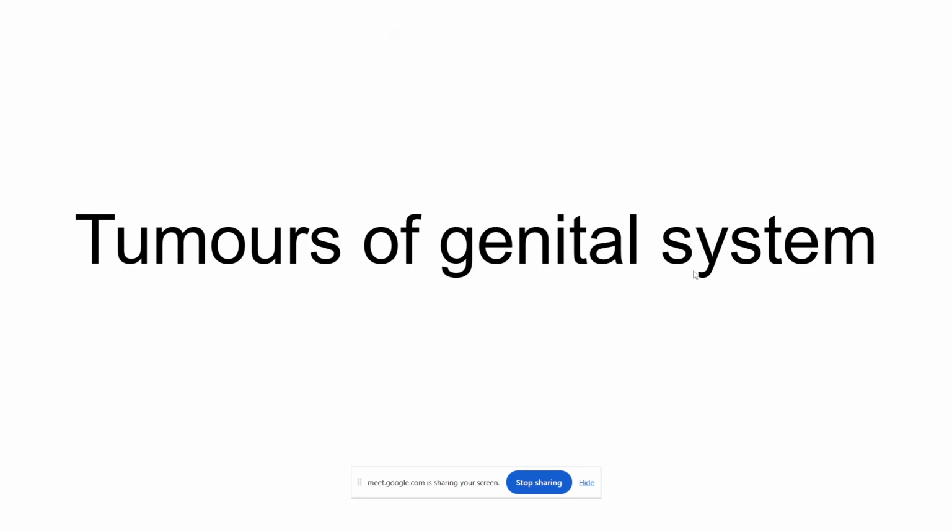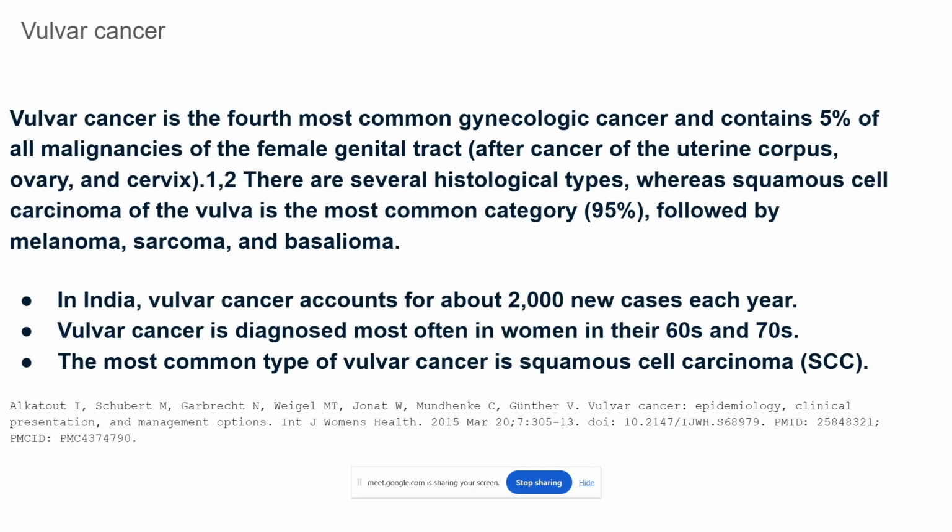The next topic is about the tumors of the genital system, and the first part would be about the female genital organs. Among those tumors of the female genital organs, the first is comparatively less common, but because we are referring to it, we will discuss each of them.